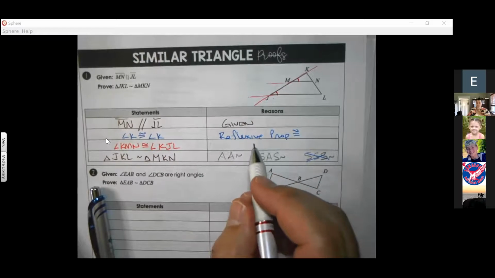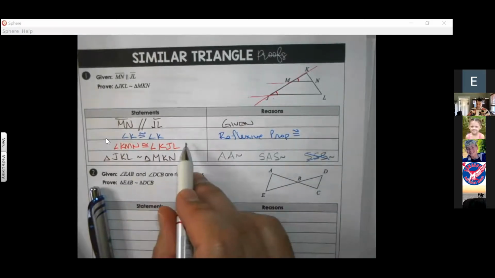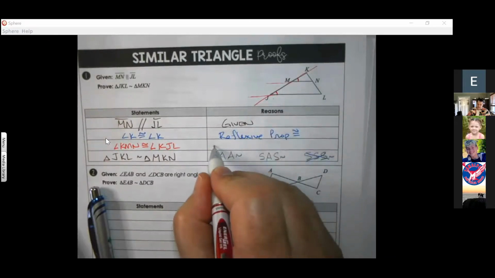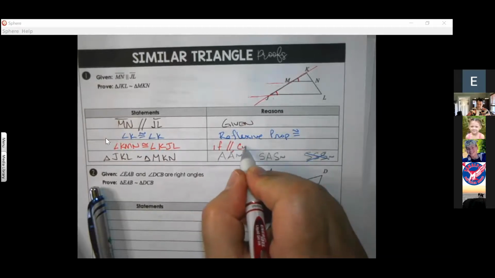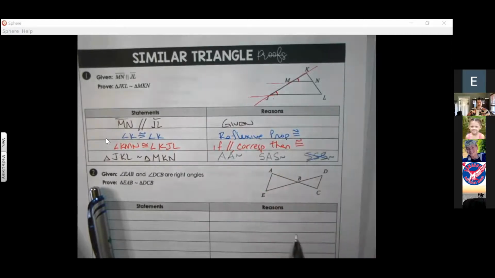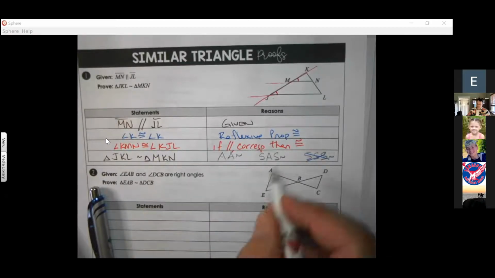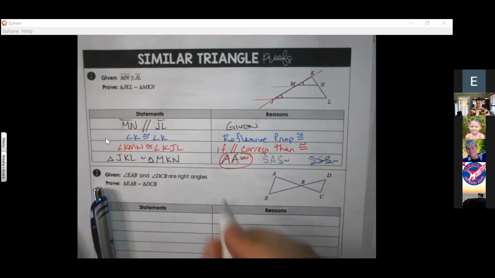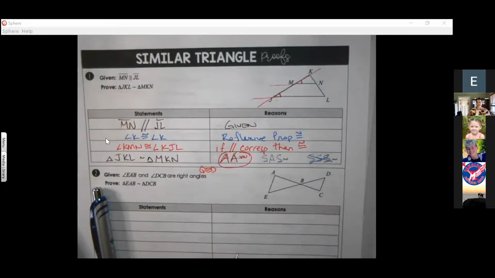Now, personally, if I were writing this proof from scratch, I would probably like an extra line or two in there to say this is a transversal, these are corresponding angles, so that I can say if parallel and corresponding, then congruent. But I think we're conveying the right information. So that means that I've got two angles, which allows me to prove that the triangles are similar by angle-angle similarity. And I'm done, QED. Easy peasy.